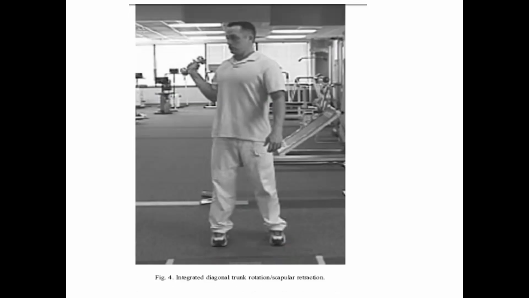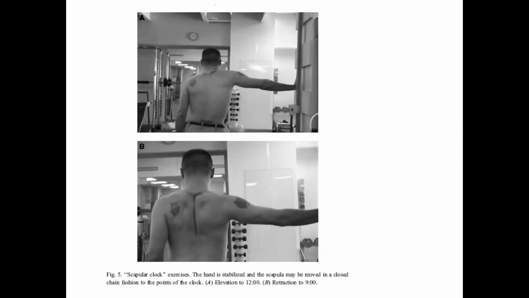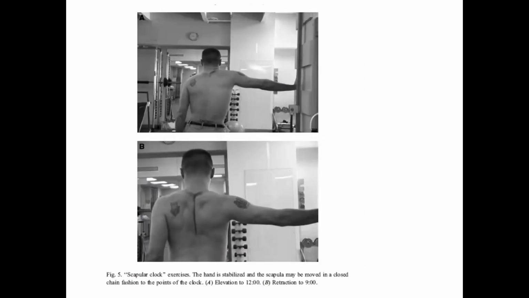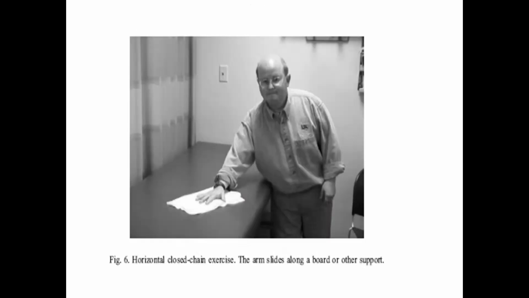These are the different diagonal trunk rotation and scapular rotation exercises, the PNF exercises, and they are very helpful in attaining the balance between the scapular muscles. This exercise is known as the scapular clock exercise, and again, it is very helpful in achieving reversal of the alteration of the scapular muscles. It is also used to treat scapular dyskinesis.